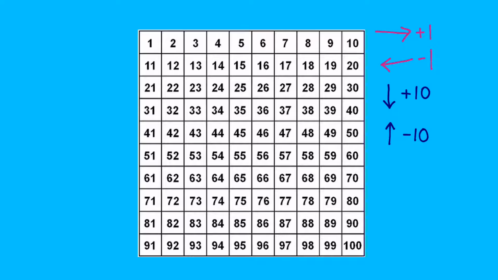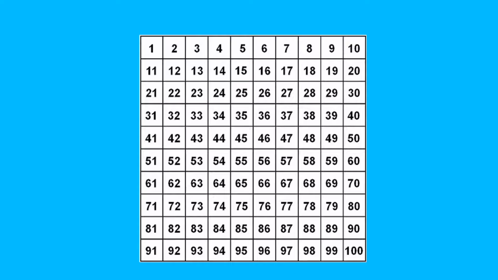So let's remind ourselves again. If I move forward one space on my number square, I'm adding 1. And if I move back one space on my number square, I'm subtracting 1. If I move one space down on my number square, I'm adding 10. And if I move one space up, I'm subtracting 10. So let's see how those hints can help me if I'm using my number square.